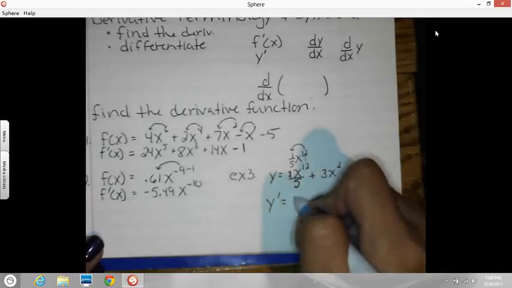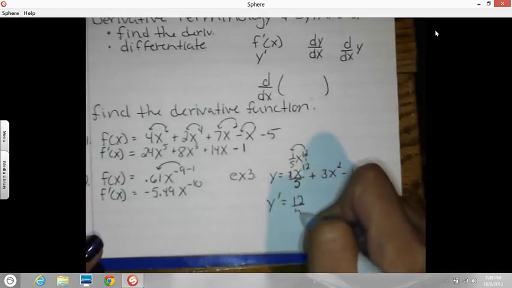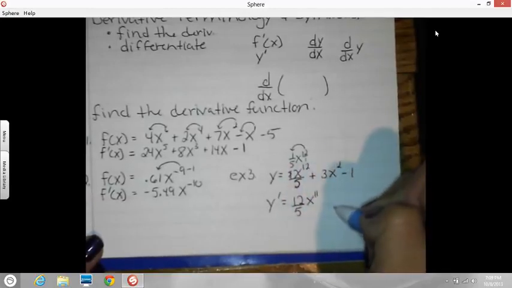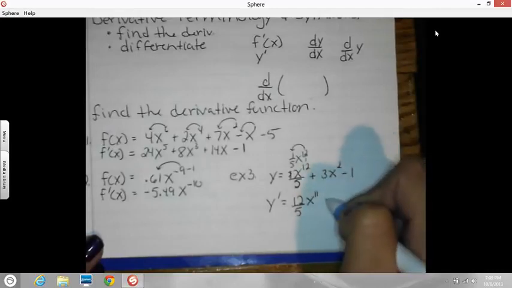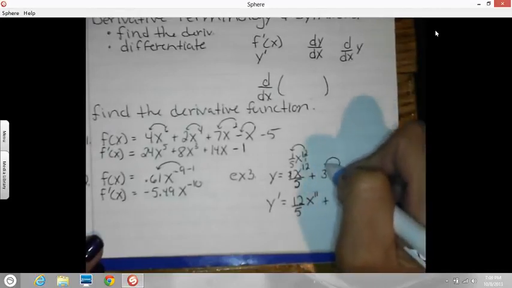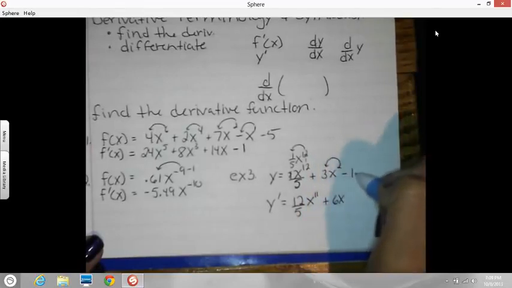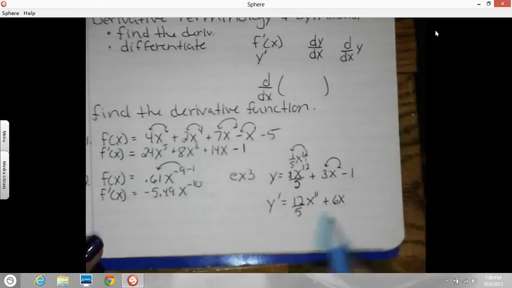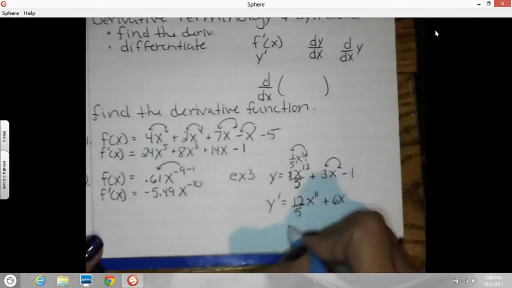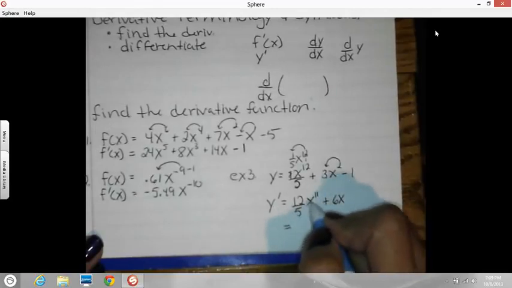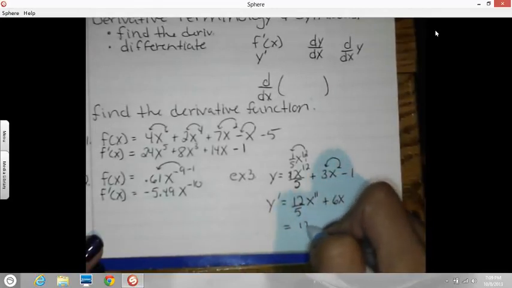X to the 1 less power is going to bring me down to the 11th. And now I move on to the next term. 6 x to the 1st, constant goes to 0. You can leave it like this, or you can bring it back, and it's fine to do an equals here because this is still the derivative. You can bring it back into a single fraction by going 12 x to the 11th all over 5. I don't care which one you do, they're both correct.